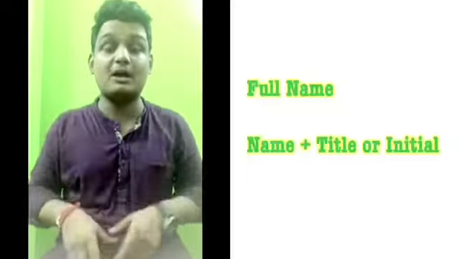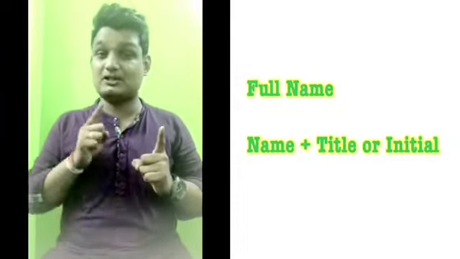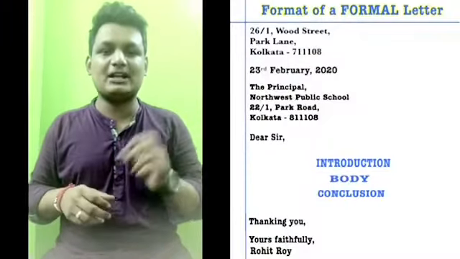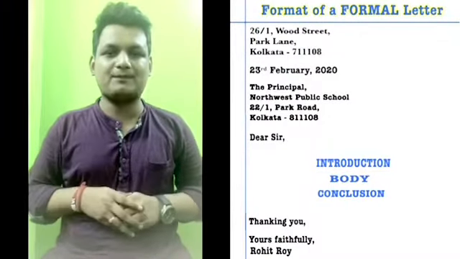So students, once if you have finished writing your subscription, immediately the next line you need to write your full name. Full name means your name along with your title or initial. In case of an informal letter, we used to write only our first name, but here in case of our formal letter, we write our full name. Suppose if my name is Rohit Roy, so I'll be writing Rohit, R capital, space Roy. Got it? So you need to write your full name along with your title or initial. Now students, let me give a very smart technique to my South Indian students who keep on questioning about their name along with the initial.